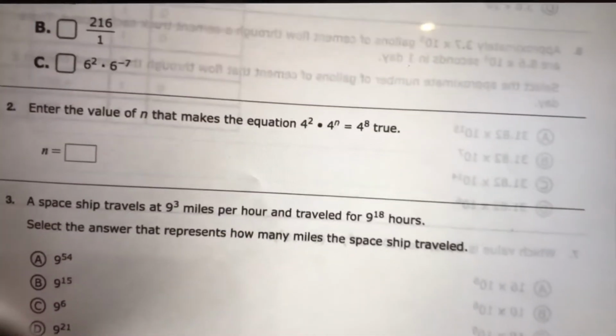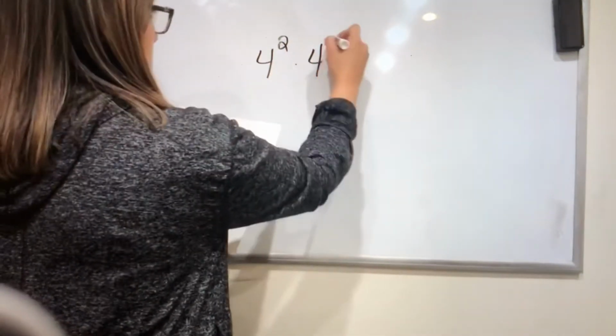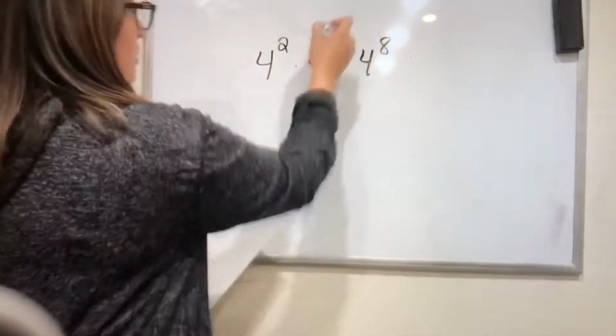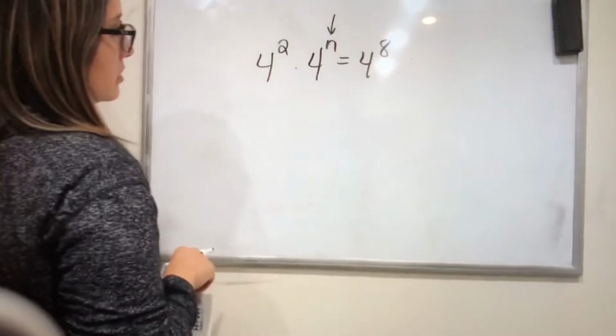The next problem we're going to talk about is problem number 2. Enter the value of n that makes the equation 4 to the second times 4 to the n equals 4 to the 8 true, and you've got to type in the answer there. So when you have a problem like this, you need to make sure that you put a value here so that this should come out as your answer.